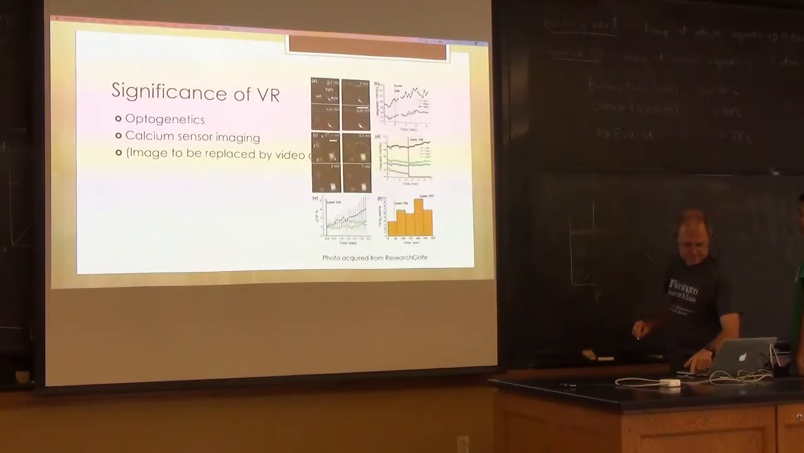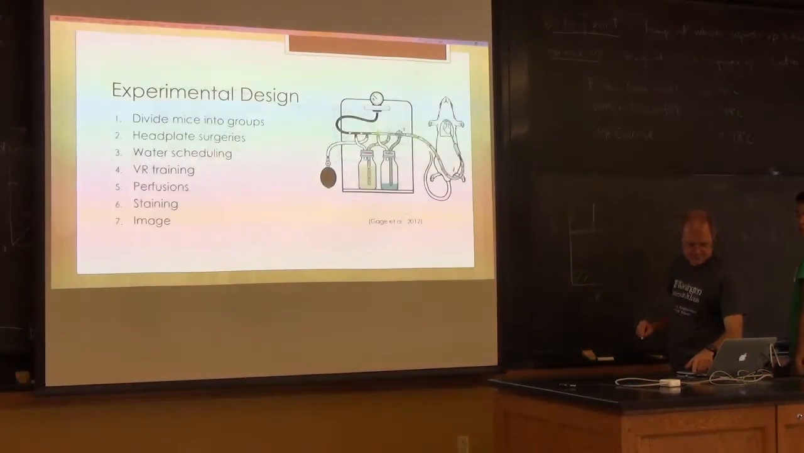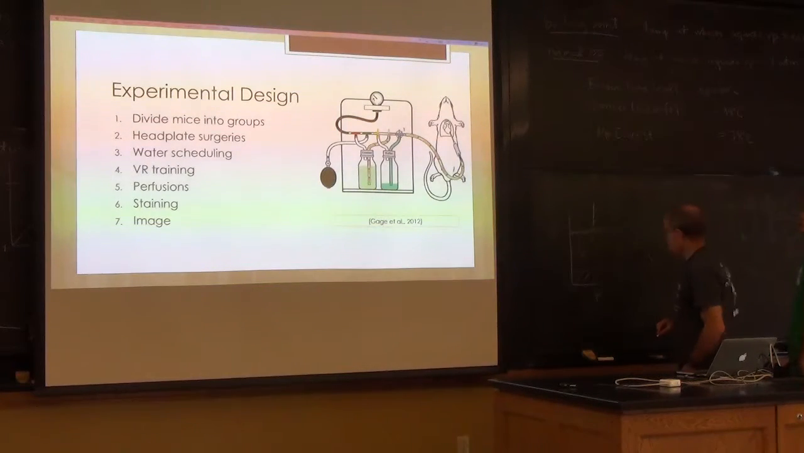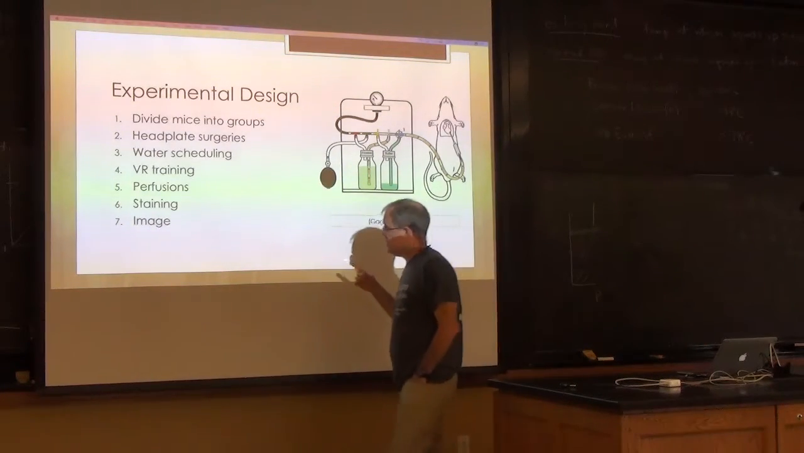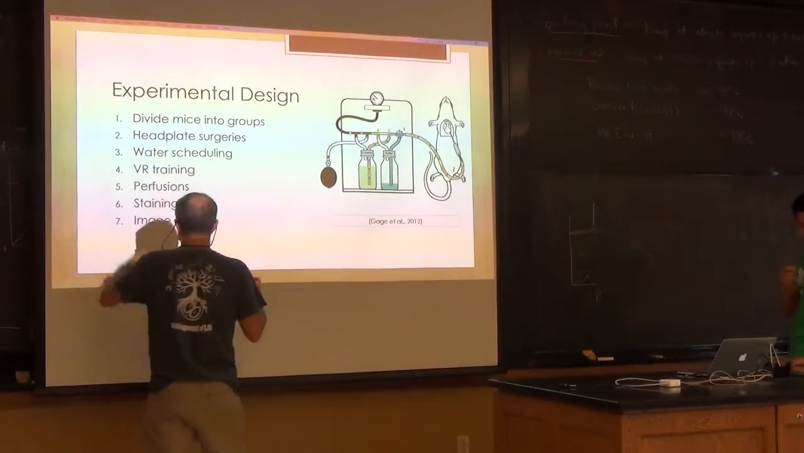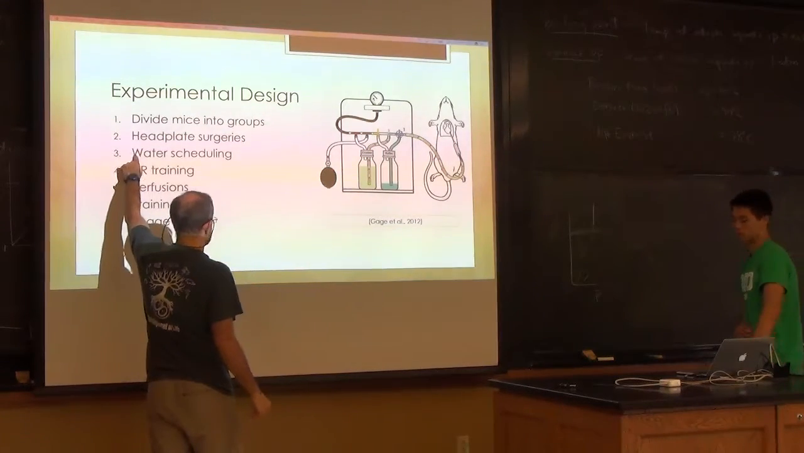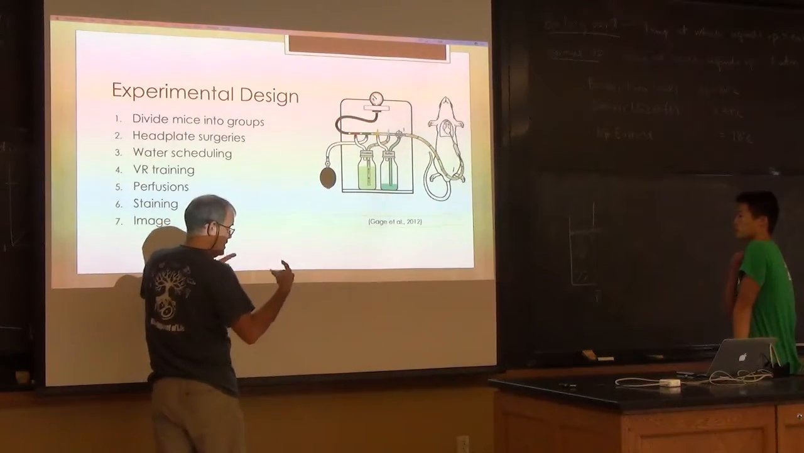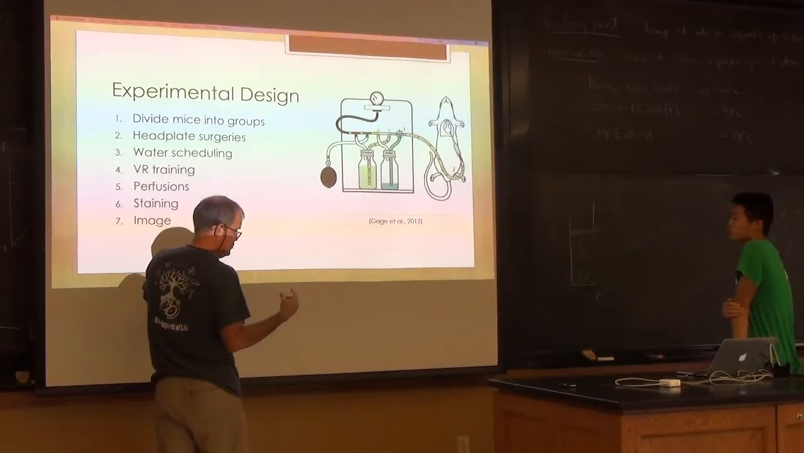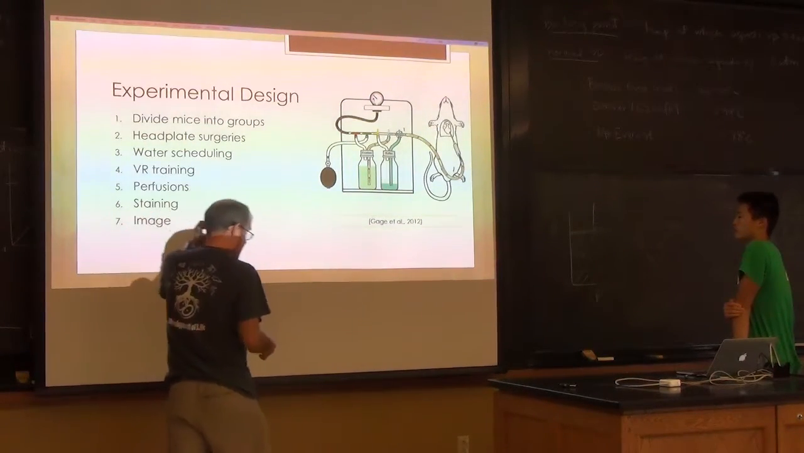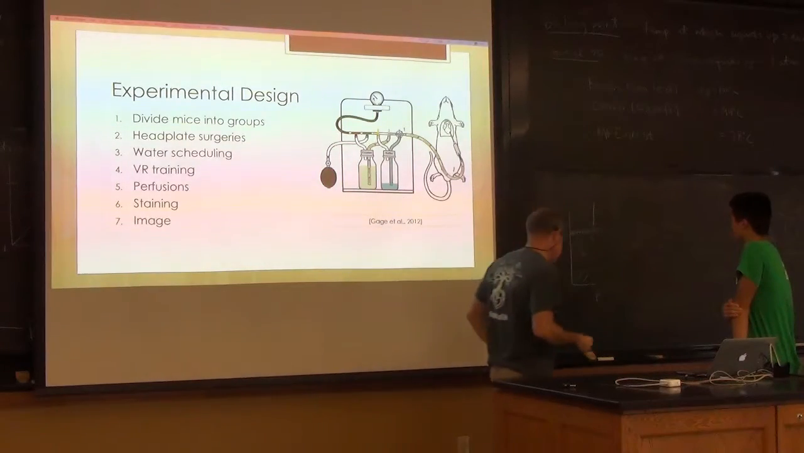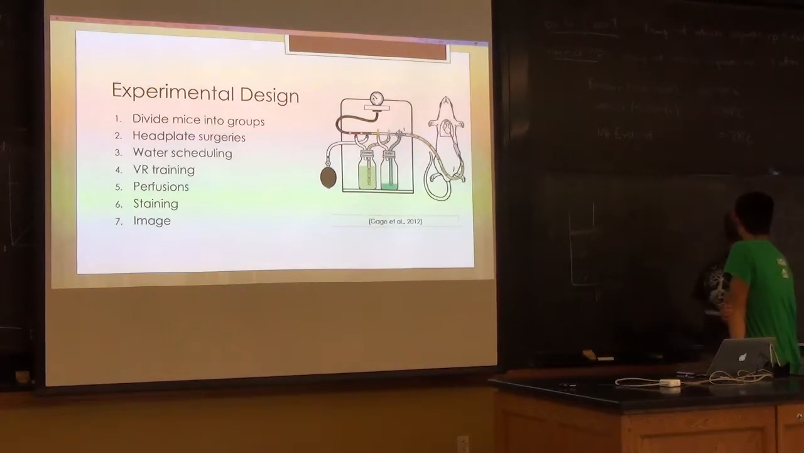Okay, and then some of this, like the water scheduling, you don't have to have that schematized there. You say, well, this is water scheduling, and all we're going to do is basically make them really hungry so that the water's a reward, so they will want to do the reward. And then we're going to do VR training. Now to this point, they're all the same, right?